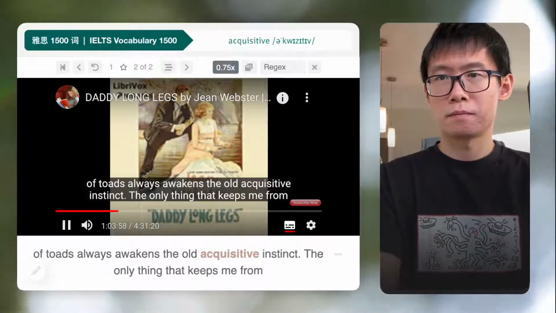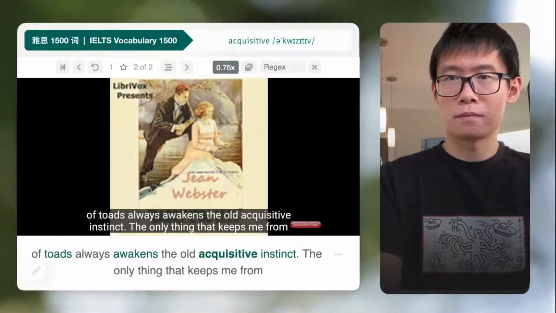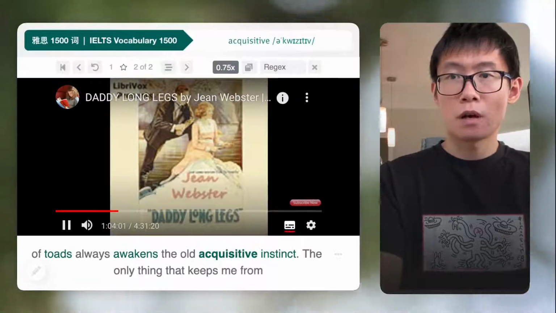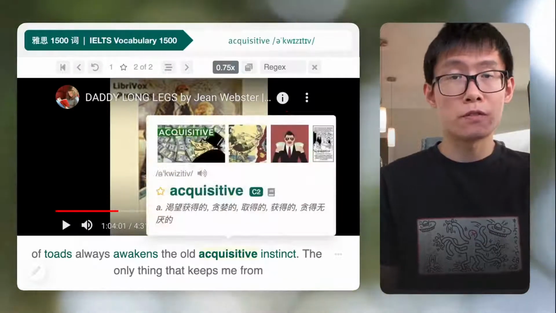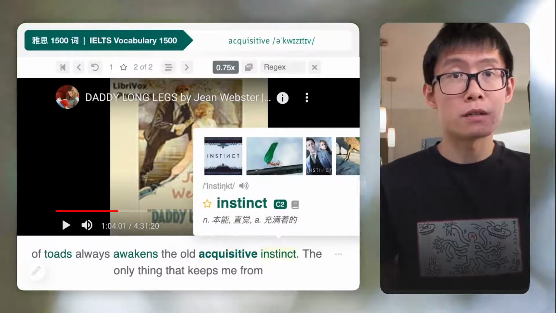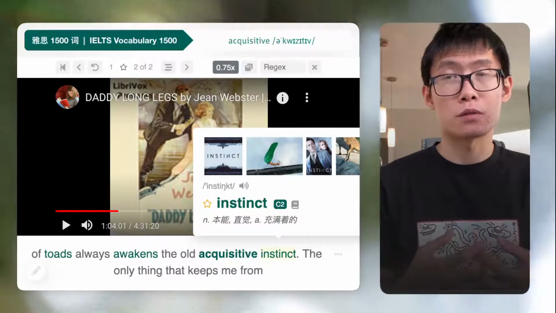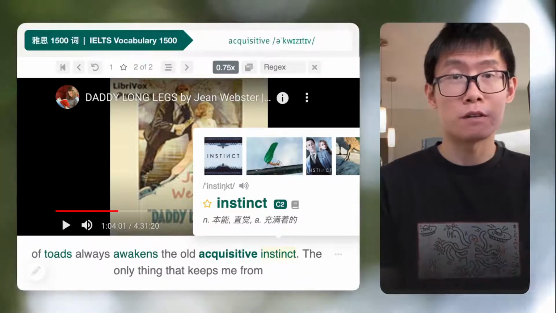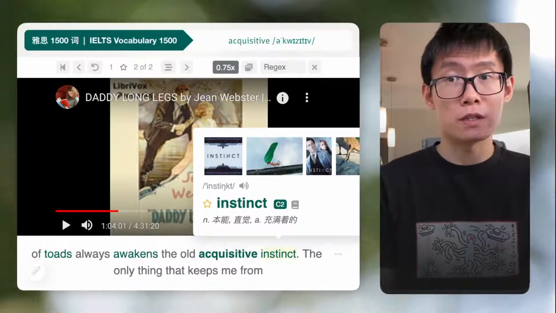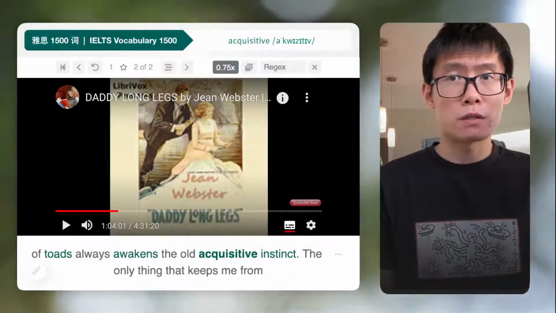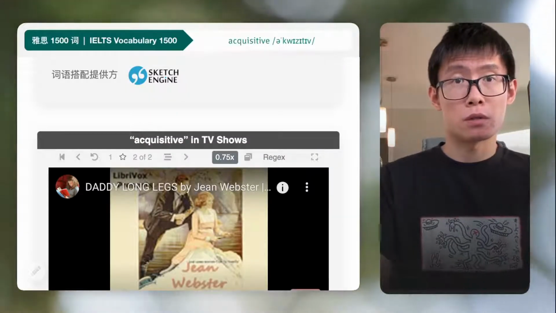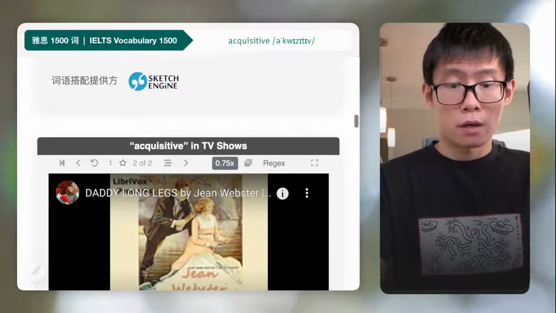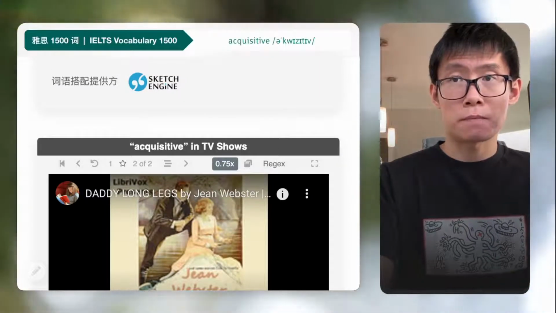Appearance of toads always awakens the old acquisitive instinct. 啊，就是它唤起了它这种怎么说贪婪的欲望啊，贪婪的本能 acquisitive instinct。acquisitive 这个词现在用的不是很多啊，so it's a little bit rare. All right, so let's take a look at the next word.